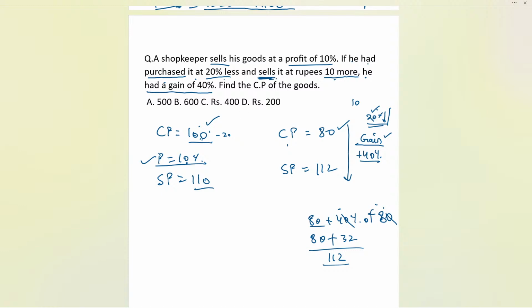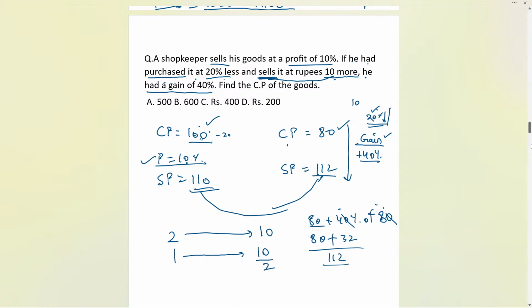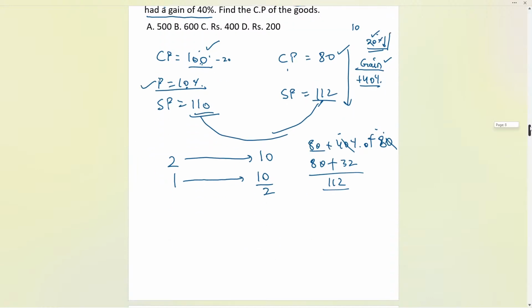Now, he is telling us that he sells it at 10 rupees more. If he sells it at 10 rupees more, it means the difference of selling price is given. So 112 minus 110 will be 2. 2 is the difference and 10 is the difference. So now if the difference is 1, can we say 10 by 2 over here? If anybody has a doubt, you can tell me in the chat. Okay, I'll tell you again. So one part is 10 by 2.